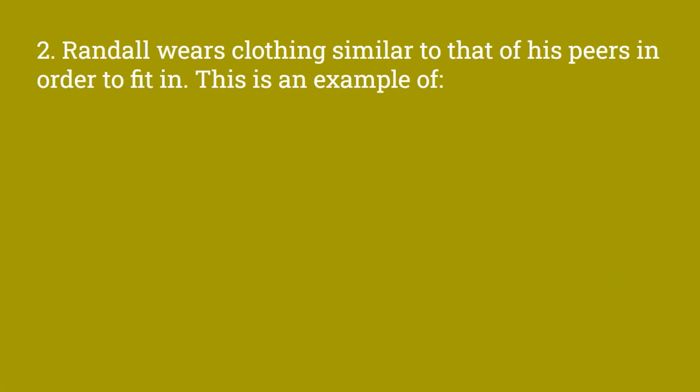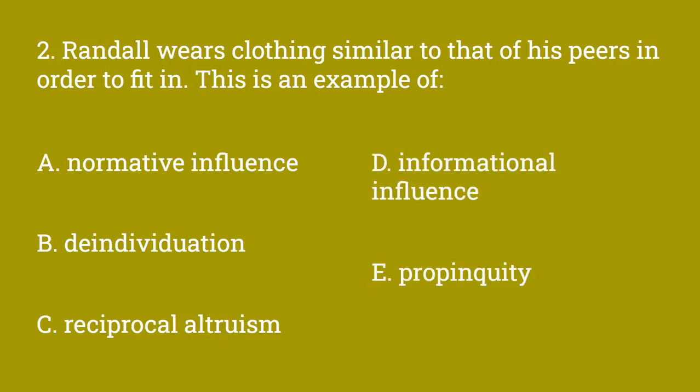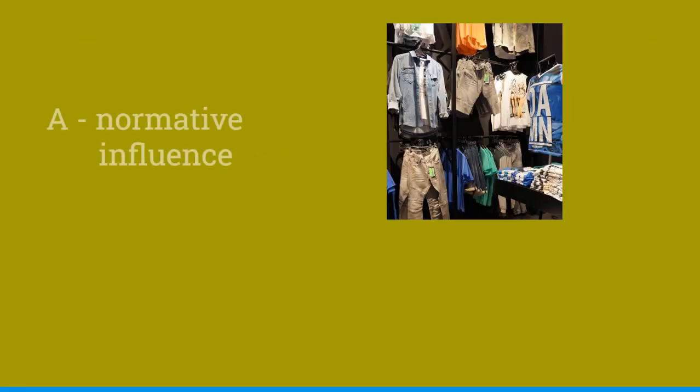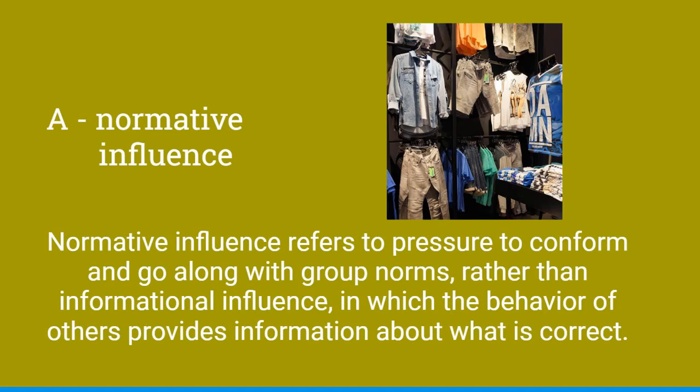Randall wears clothing similar to that of his peers in order to fit in. This is an example of normative influence, de-individuation, reciprocal altruism, informational influence, propinquity. And this would be A, normative influence. Normative influence refers to pressure to conform and go along with group norms, rather than informational influence in which the behavior of others provides information about what is correct.